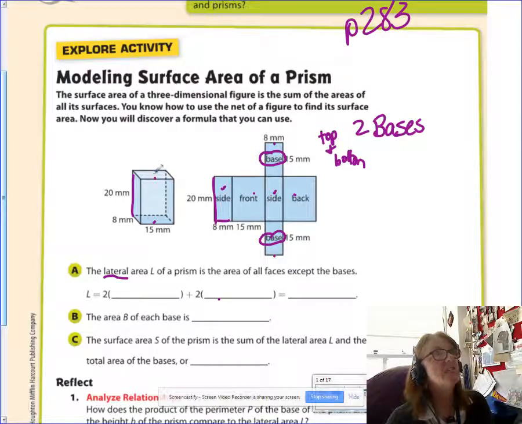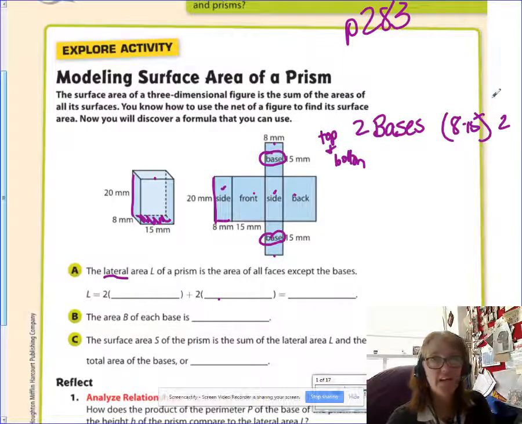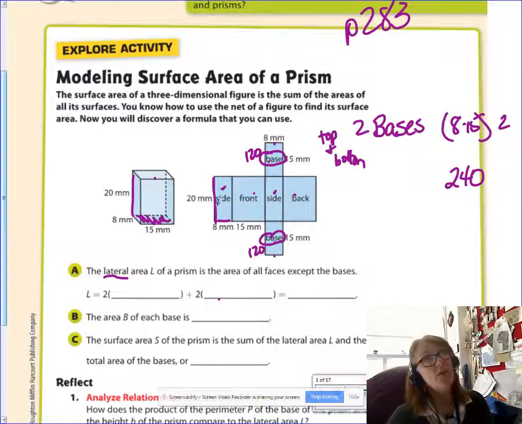In this one, I have my 2 bases, the 8 by 15. So if you did that, 8 times 15, and then knowing you have 2 of them, you can multiply those by 2 and crank that out on your calculator. That happens to be what? 120 times 2, you get about 240. So that's the top and the bottom. 120, 120, 240.